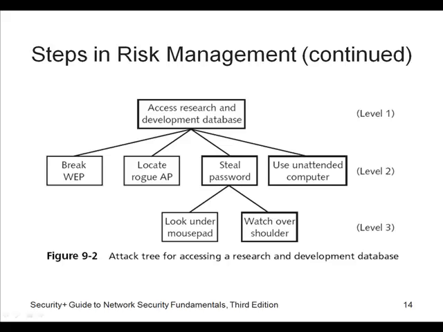Access research and development, database, break WEP, not really all that difficult to do. Locate a rogue access point, and this one's obviously on a wireless. So we're going to break WEP, locate a rogue access point. Rogue access point. Again, how are we going to mitigate that? Layer 2 security, and we're going to check for them every once in a while. You're going to use something to scan the wireless airways to see if this thing shows up.